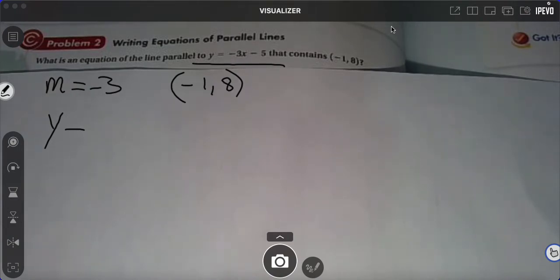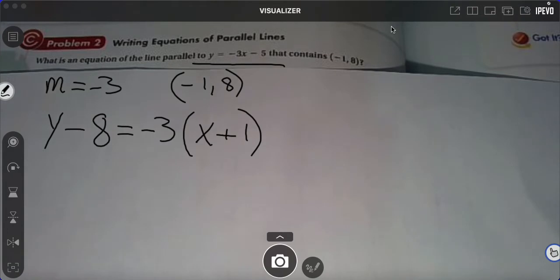Okay? Does everybody see that? Are we okay with that? That's the formula for point slope form. Y minus the y value equals, what's my slope? -3 times x minus, what's my x value? -1. So I'm going to change it. And y'all, that's my answer.